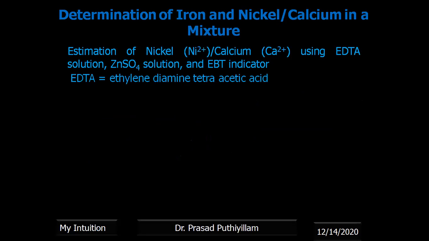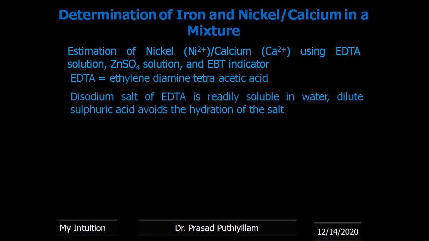So what we are using is EDTA. EDTA's full form is ethylene diamine tetraacetic acid. As such it is sparingly soluble in water. Therefore, usually in our lab we use the disodium salt of EDTA, which is readily soluble in water. But don't forget to add dilute sulfuric acid before adding water. Otherwise, even hydration is possible and there will be a mass difference. Therefore, for the disodium salt of EDTA, first we add sulfuric acid, then it is made up to the mark.